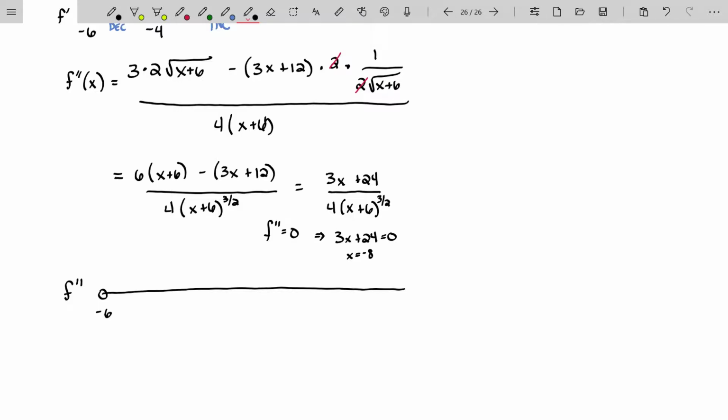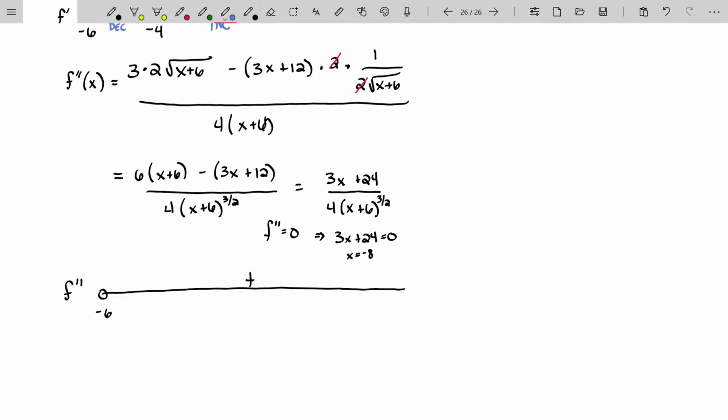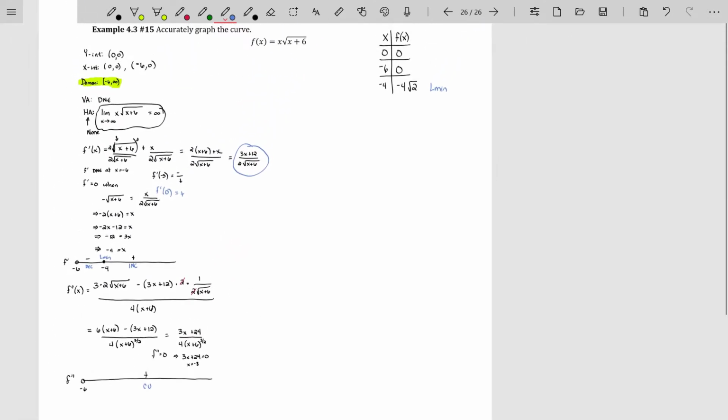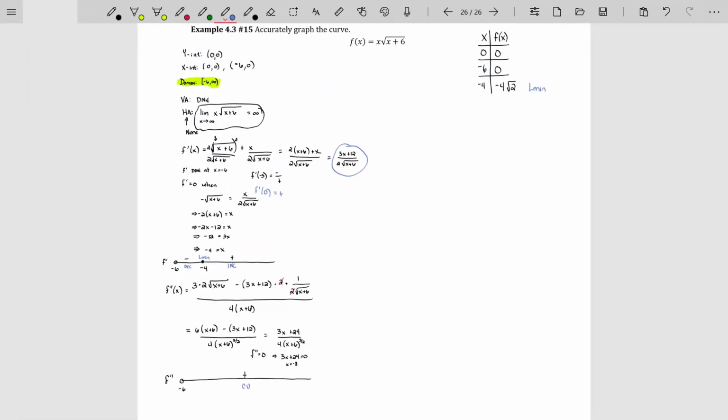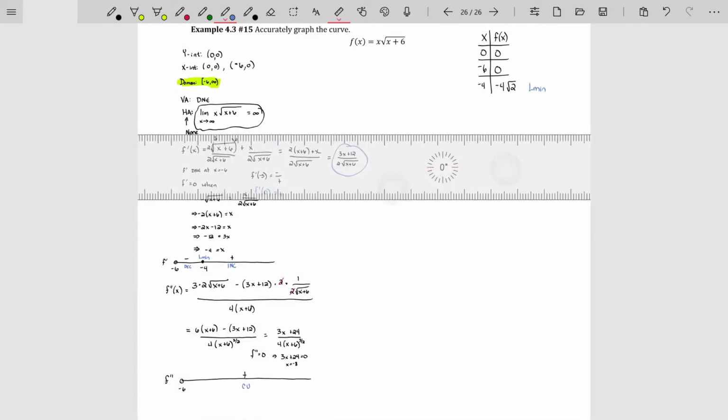So let's test any point we want greater than or equal to -6. And I'll just plug in 0 and you'll get a positive number. So this means our curve should always be concave up. Always, always, always. We don't have any other information. That's pretty good.